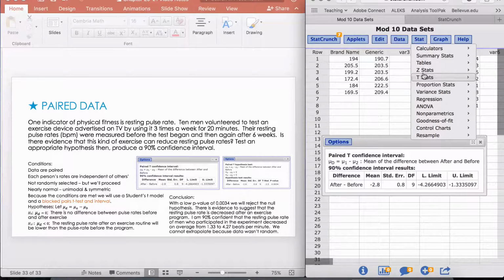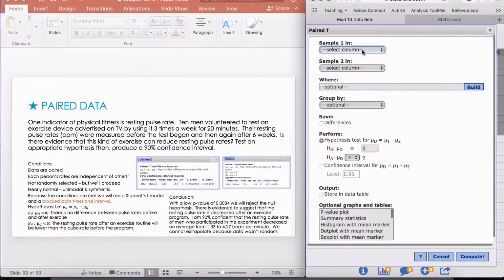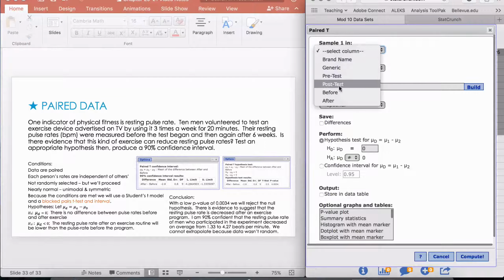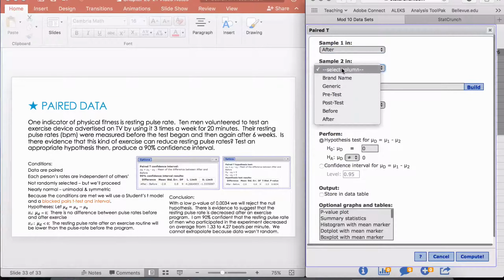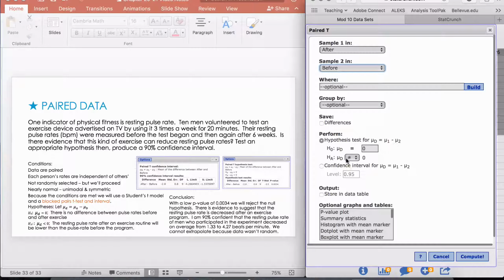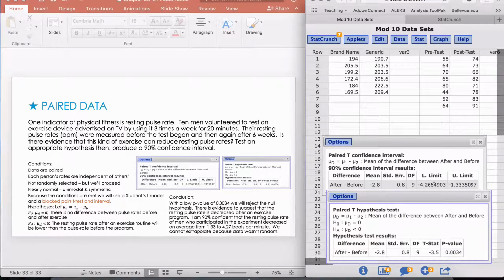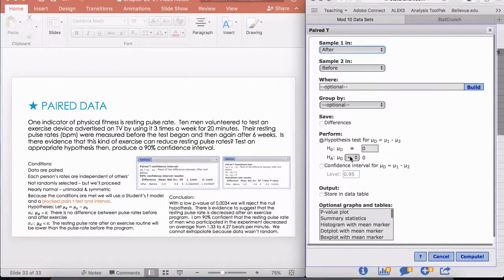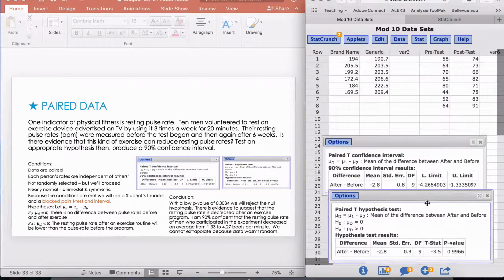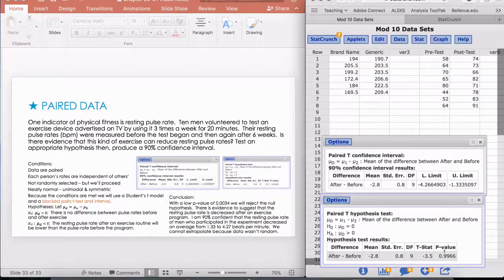Again, if I go to Stat, T-stats, paired, again, I did after minus before. And my hypothesis test here was less than 0. And compute. And notice here, 0 is not in my interval, and this p-value is very low, so I reject. Just to point something out to you, if I would have screwed up and put this the wrong direction, notice my p-value is huge, and I would certainly fail to reject.